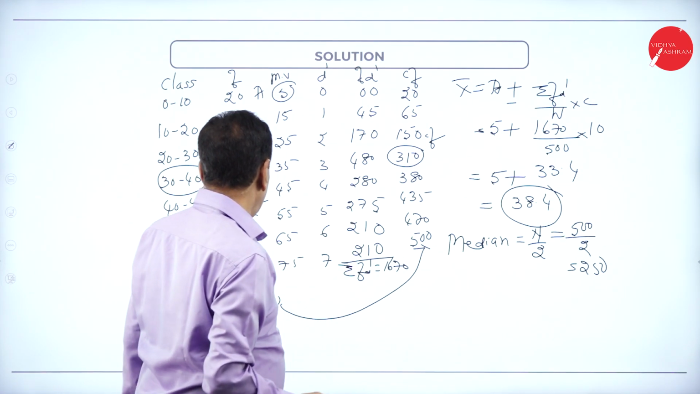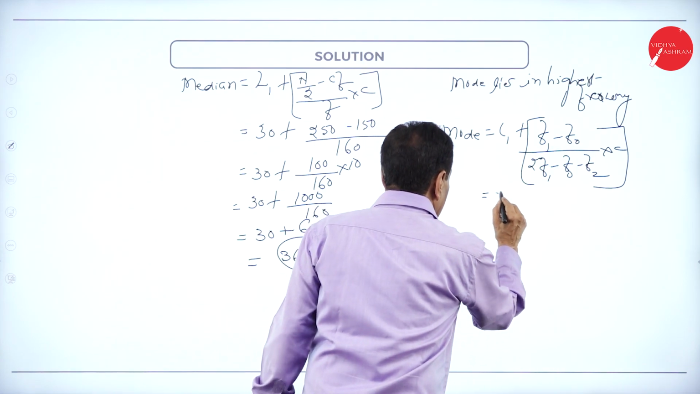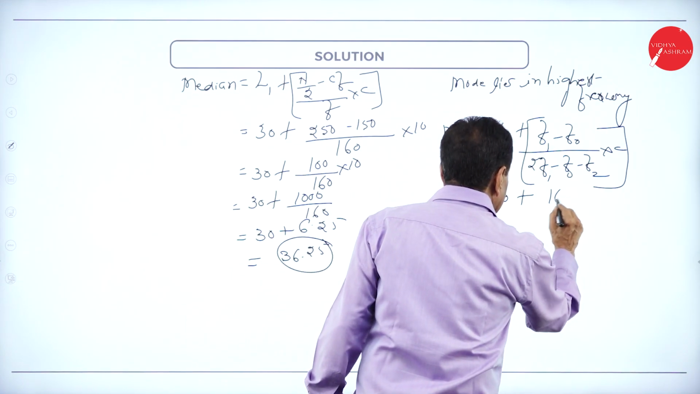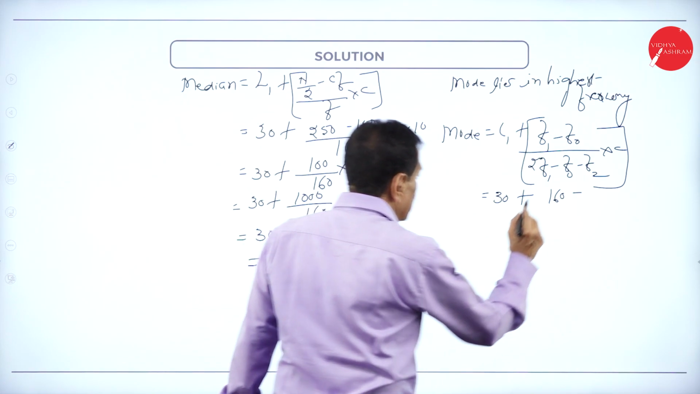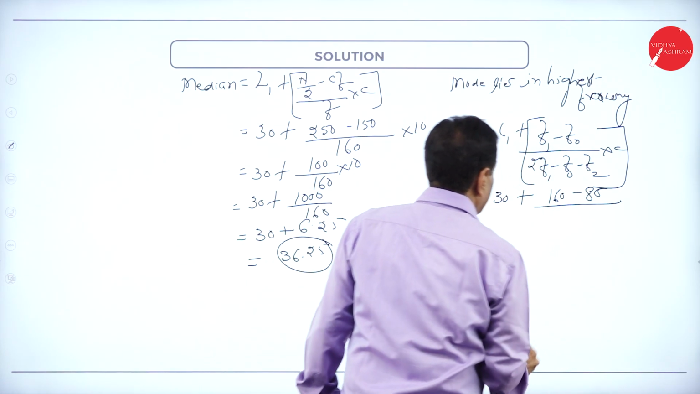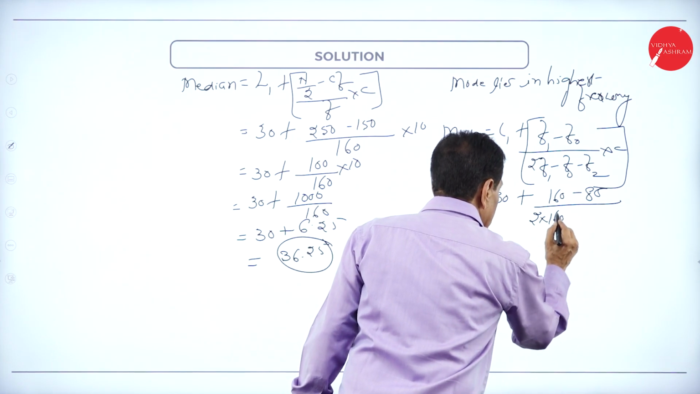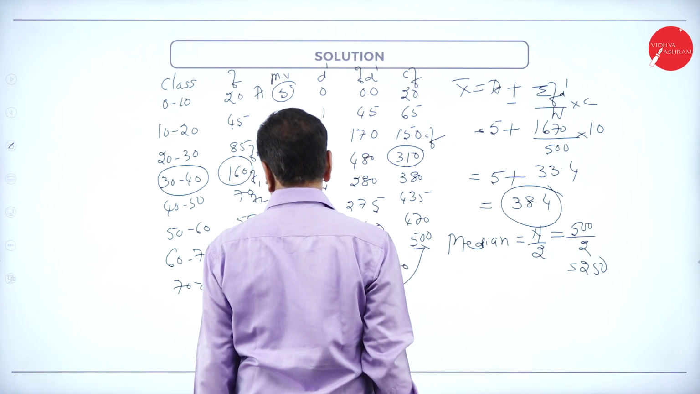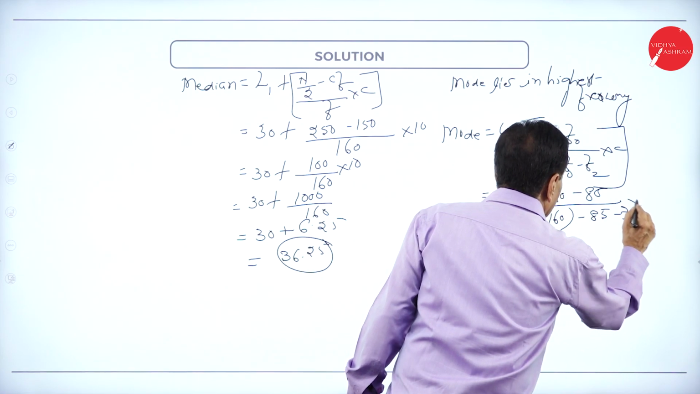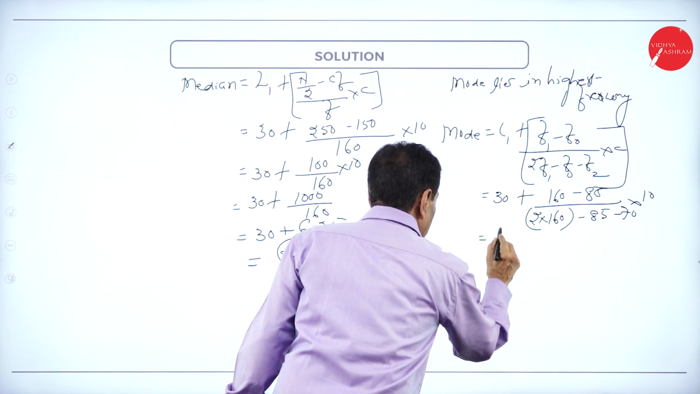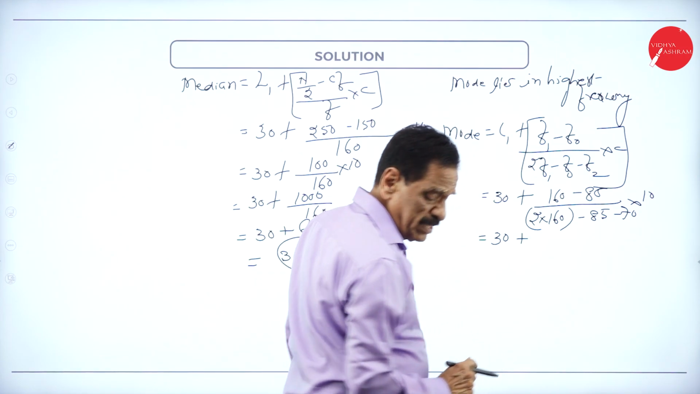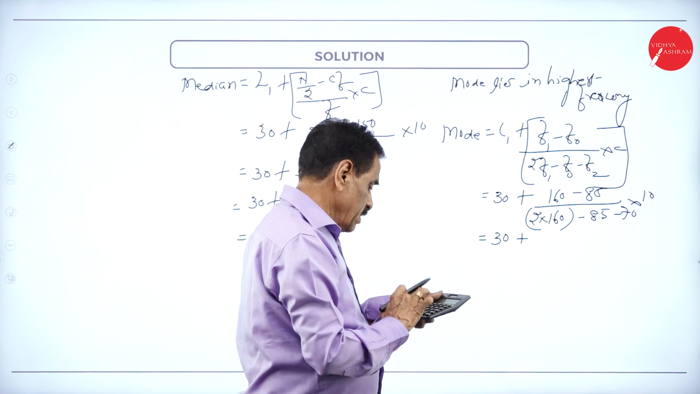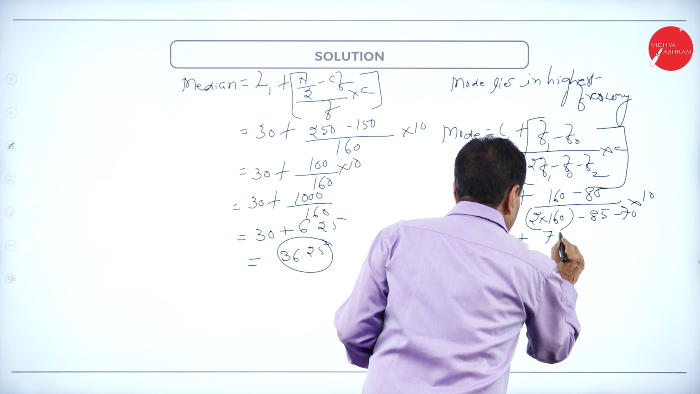Regular formula. What's your L1? 30 plus, what's your highest frequency? 160, then 85 divided by 2 into 160 minus 85, then minus 70 into class interval is 10. Simplify: 30, 160 minus 85, 75.